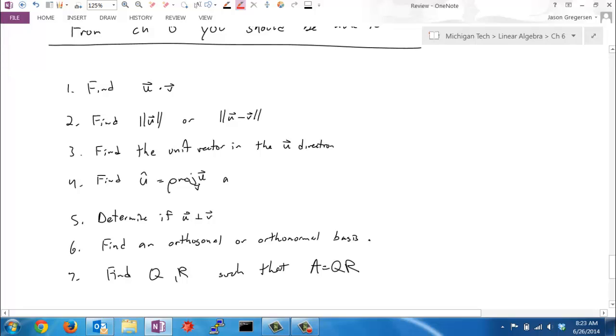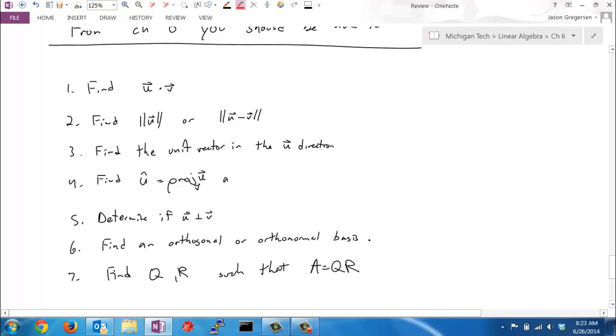You have to be able to find a magnitude of a vector, because now we can talk about length. You have to be able to find the distance between two vectors. I should be able to give you those vectors and have you calculate these basic calculations. You should be able to find a unit vector in a certain direction. You should be able to calculate a projection from one vector onto another vector. You should be able to determine if two vectors are orthogonal using the dot product. We should be able to use Gram-Schmidt to find an orthogonal basis and then normalize it if we need to. And then lastly, we should be able to find that QR factorization.